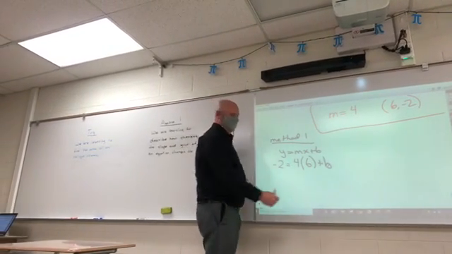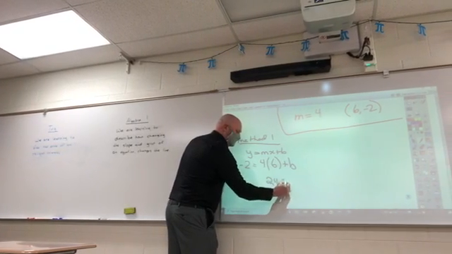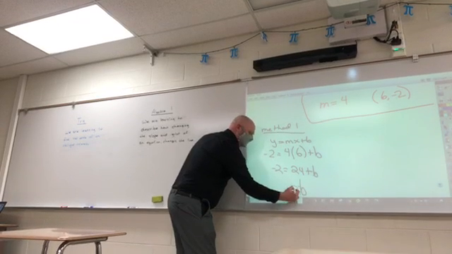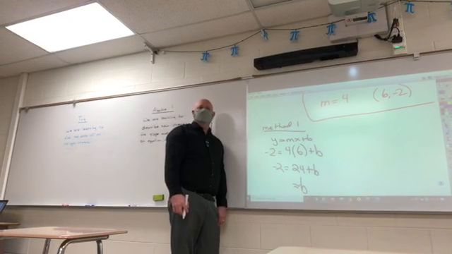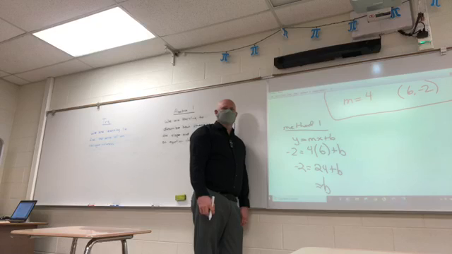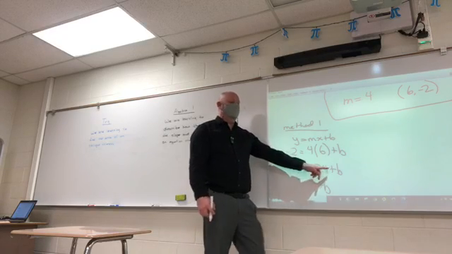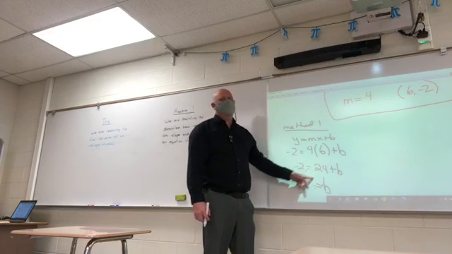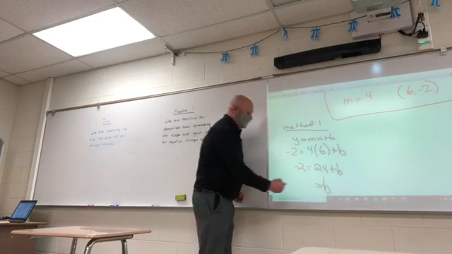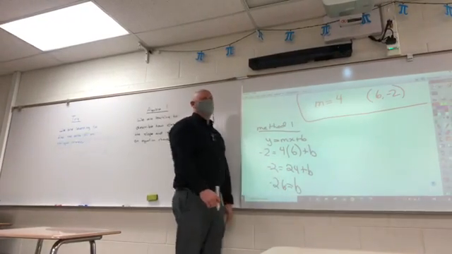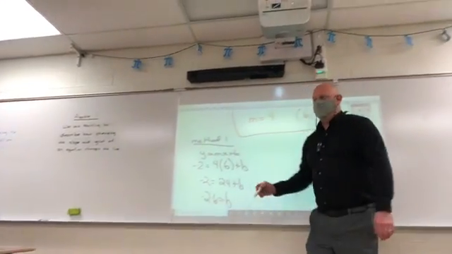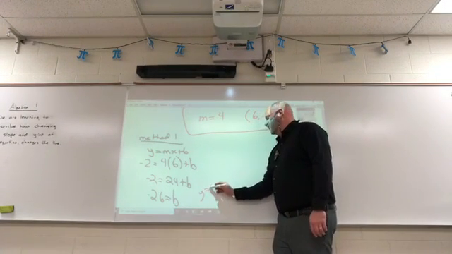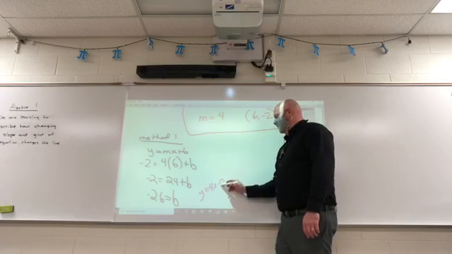4 times 6 is 24 plus b is equal to -2. So what's b going to equal? How do you get rid of that 24? How is the 24 connected to the b? Plus, so you minus it. What's -2 minus 24? -26. So what does that mean about my answer? What is the answer to this question? y equals 4x minus 26.